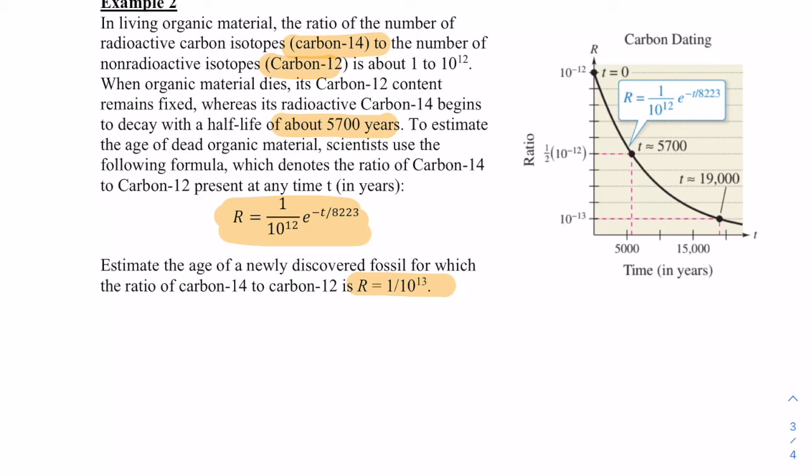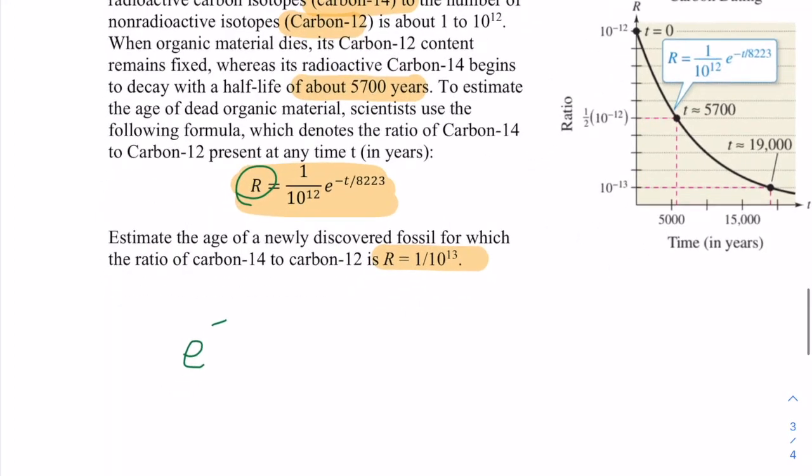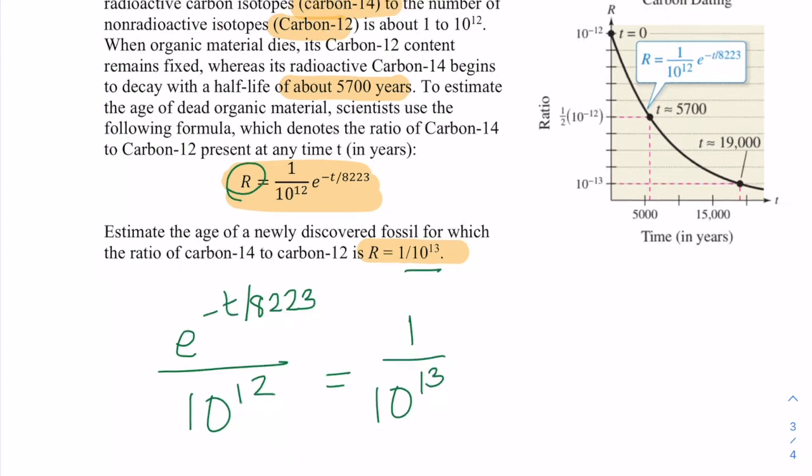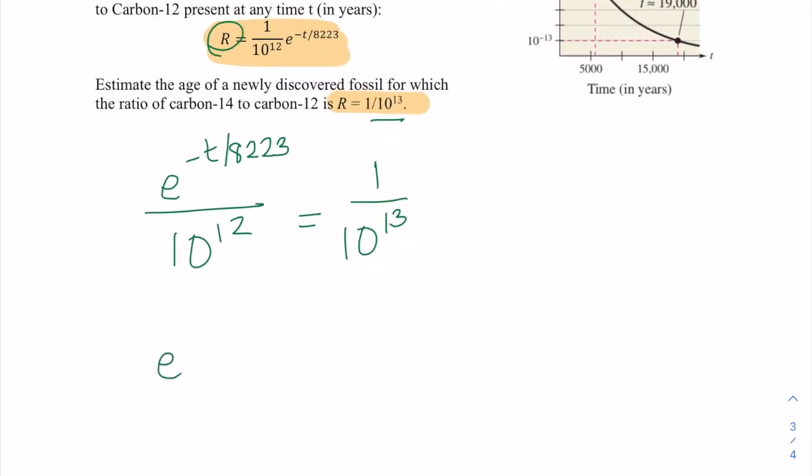So if I'm given that a fossil has a ratio of carbon-14 to carbon-12 as 1 over 10 to the 13th, well, I can say that's going to equal R, and I can essentially set these two equal. So we have e to the negative t over 8,223 over 10 to the 12th. Well, that was my formula, is going to now equal 1 over 10 to the 13th. And here we can cross multiply. So we'll just multiply by 10 to the 12th, and we'll have e to the negative t divided by 8,223, and I'll just leave that as 1/10 or 0.1.